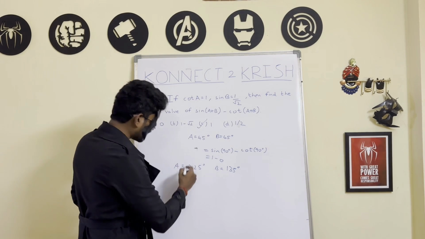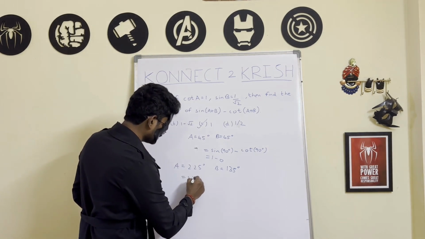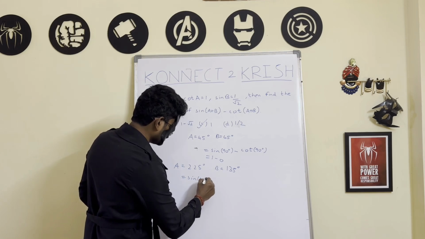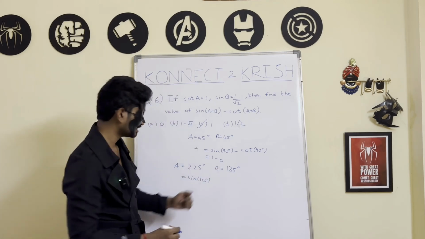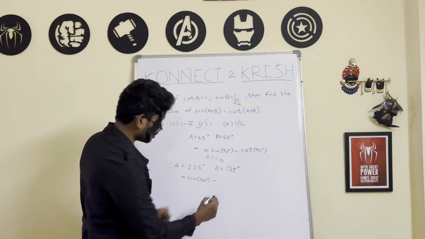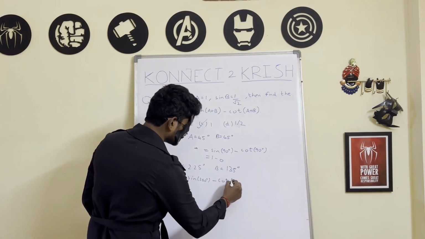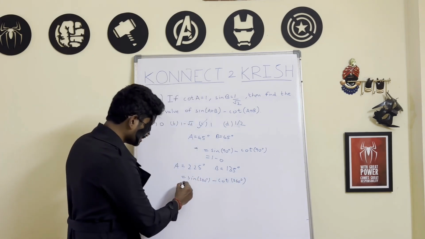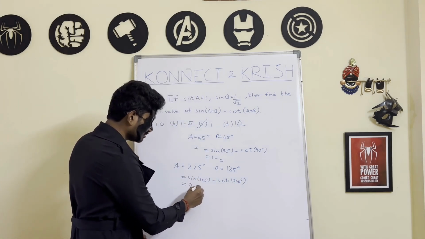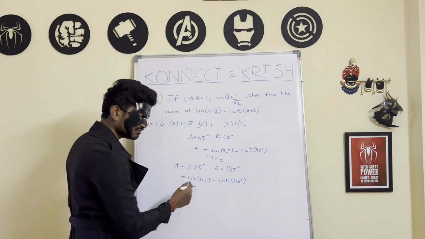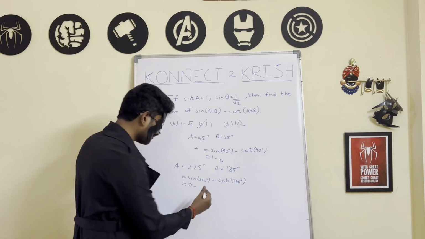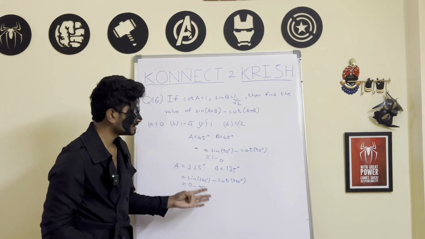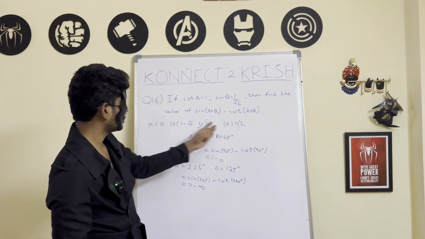For example, now you add this, which will be nothing but sin 360, since 225 plus 135 is 360, minus cot 360. So now what is the value of this? Sin 360 is nothing but 0, minus cot 360 is 1 by 0, or infinite. So the answer will be undefined, but there is no option.